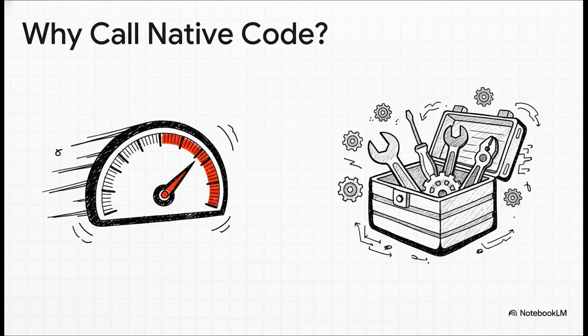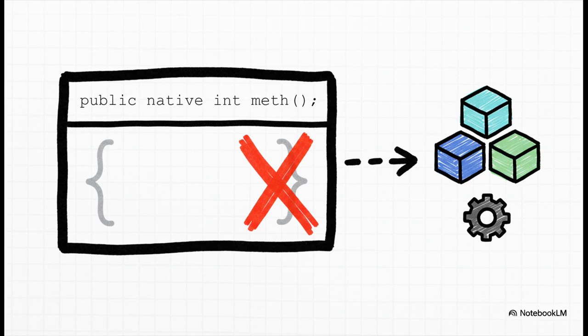And then there's access. Think about the massive universe of existing libraries out there, decades of battle-hardened code for stuff like complex statistics or controlling hardware. The native keyword is your key to unlocking that whole treasure trove. Now, the first time you see the syntax for a native method, it's a little weird.